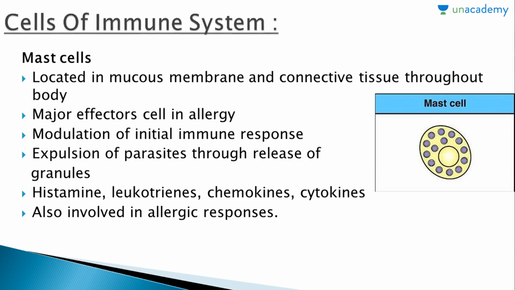Now the mast cells. They are located in the mucous membrane and connective tissue throughout the body. The major effector cells in allergy. These are the major effector cells. They modulate the initial immune response. The expulsion of parasites through the release of granules is performed, and histamine, leukotrienes, chemokines and cytokines are found in them. They are also involved in allergic responses.